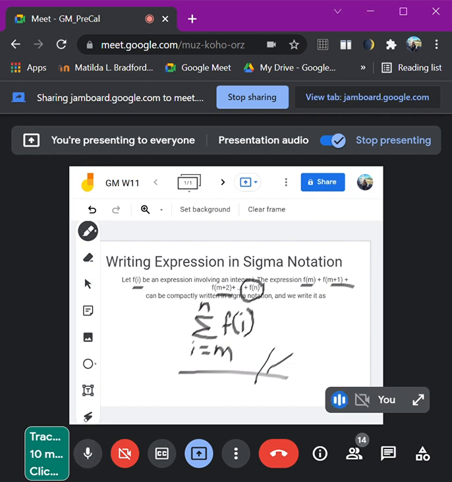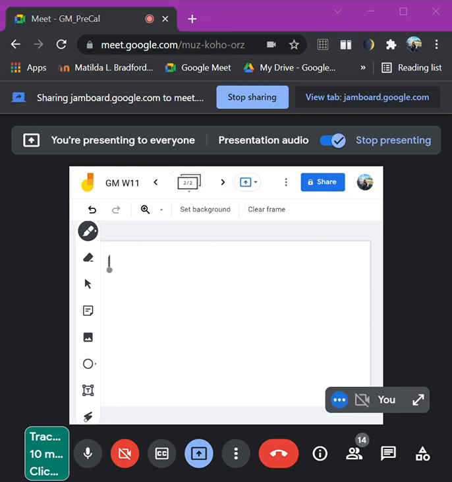Okay. So now we are going to have some examples. So let's start with example number 1. You're going to write this expression into a sigma notation. So we have 1 plus 2 plus 3.